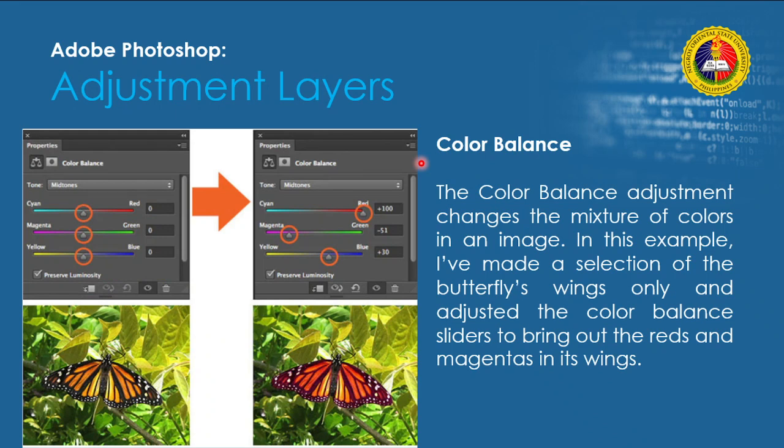Next we have color balance. Color balance adjustment changes the mixture of colors in an image. In this example, I've made a selection of the butterfly wings only and adjusted the color balance sliders to bring out the reds and magentas in its wings, just like this. In a particular example, this is the default, and then by increasing the reds, the butterfly color has changed or has increased, something like that.